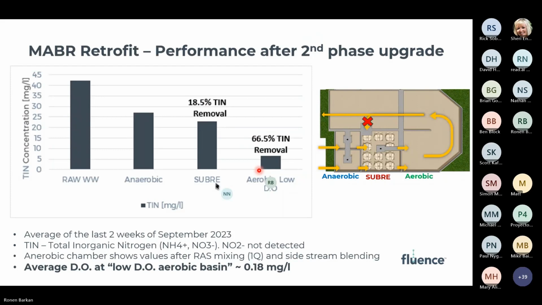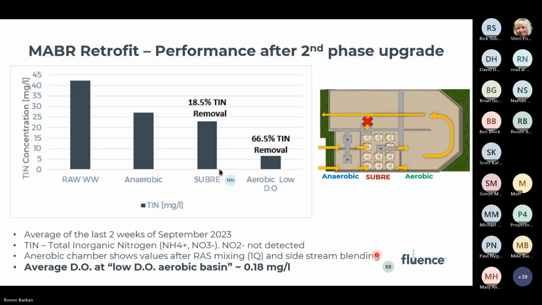What you can see here is the total inorganic nitrogen concentration, considering nitrate and ammonia, coming into the MABR retrofit. You can see the total nitrogen removal through all stages. These are average results of the last 2 weeks of this September. The raw wastewater coming in at around 42, 43 milligrams per liter is mixed with the RAS and receives some additional ammonia from a side stream, and then we see this concentration coming into the anaerobic chamber here.